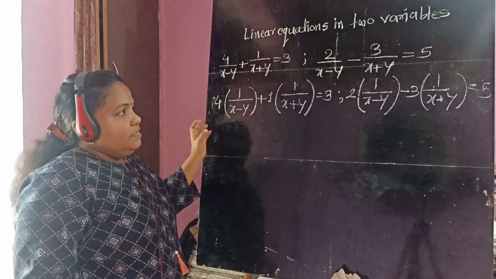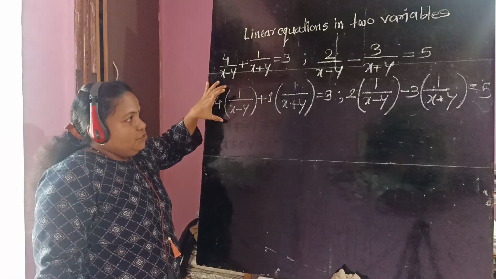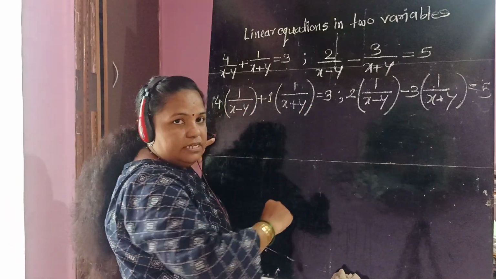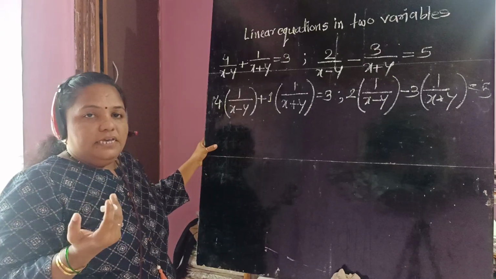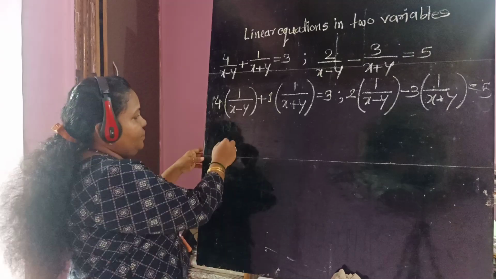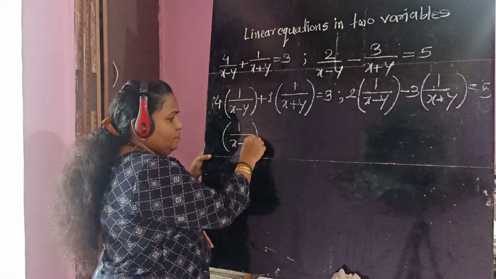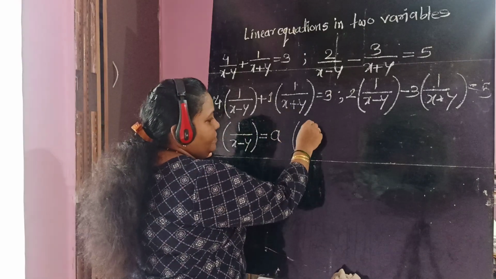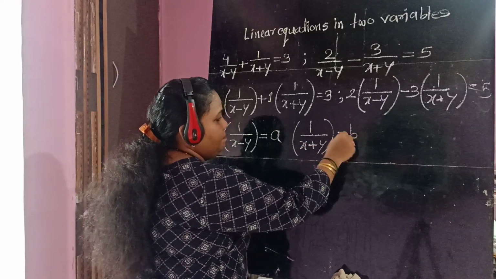Now to represent these equations in linear form, we have to substitute for these two brackets, because these two brackets are the same in both equations. So for the first bracket, instead of taking x and y, we substitute another variable. For 1 upon x minus y, suppose we substitute the variable a, and for 1 upon x plus y, we substitute the variable b.